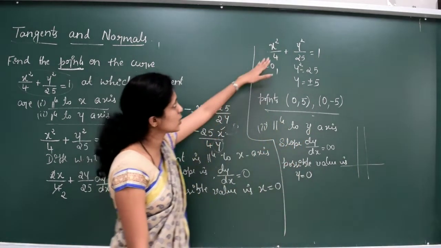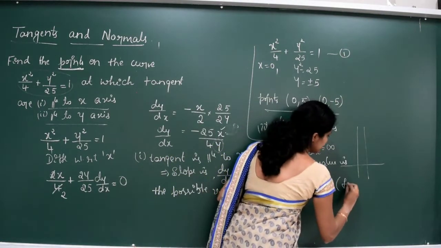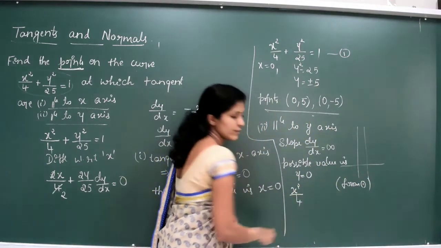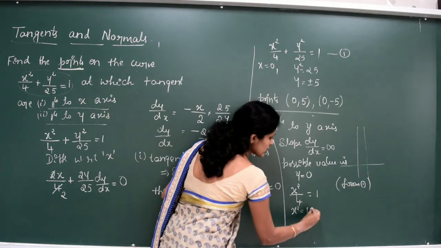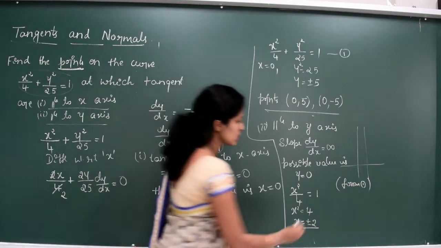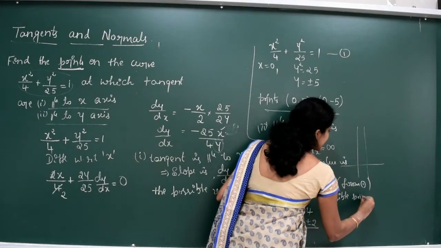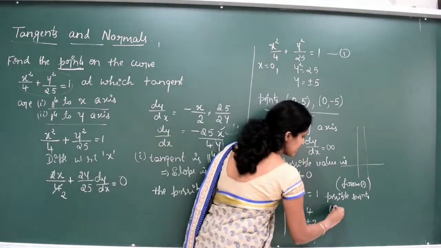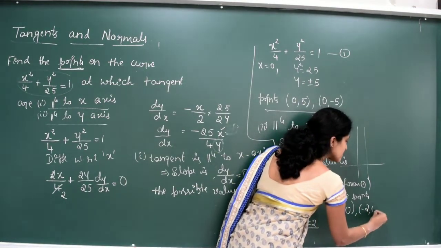So if y is equal to 0 in this equation, x square divided by 4, we have considered y is equal to 0, so this is equal to 1. x square is equal to 4, so the value of x is equal to plus or minus 2. So what are the possible points? Possible points are, one is x is plus 2 and y is 0, and another one is minus 2 and 0. Is it clear?